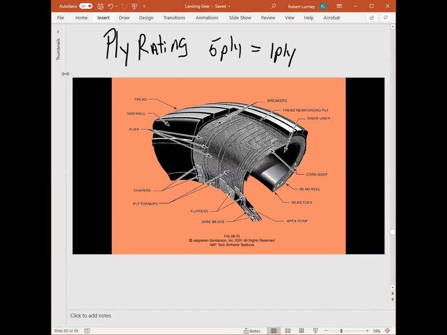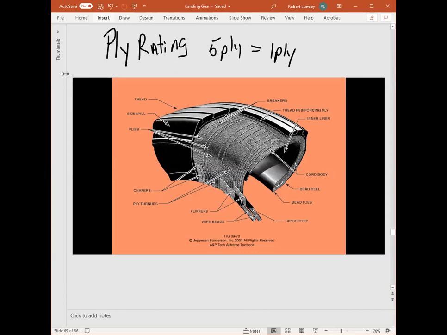Now, what's important about the ply rating? Couple things. One, does the ply rating on the sidewall of a modern day tire actually indicate the number of plies? And the answer is no. Does the ply rating indicate the relative strength of the tire? And that is true.